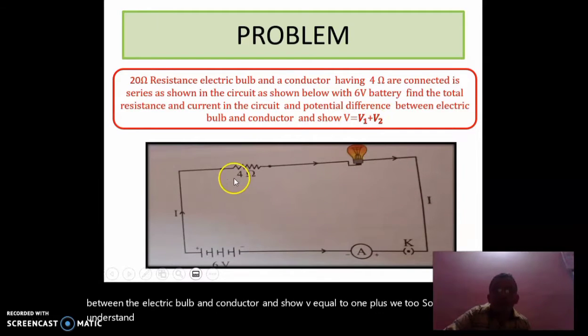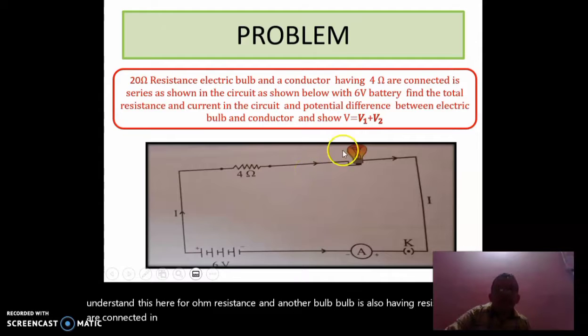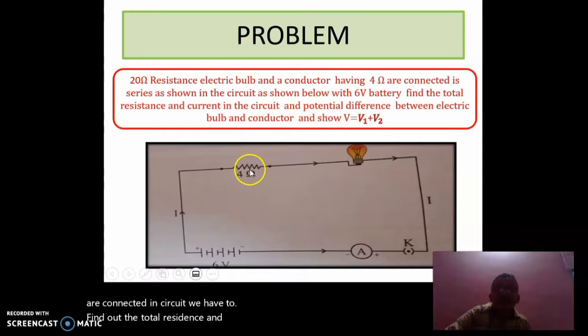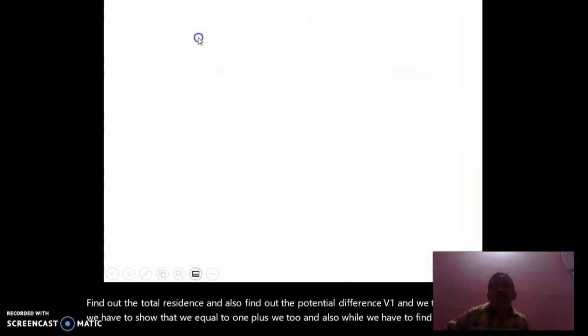Here a 4 ohm resistance and another bulb, which also has a resistance of 20 ohm, are connected in the circuit. We have to find the total resistance, and also find the potential differences V1 and V2, and we have to show that V equal to V1 plus V2, and also find the current. So let us calculate one by one.